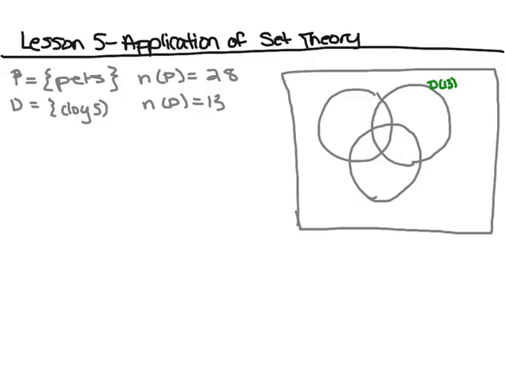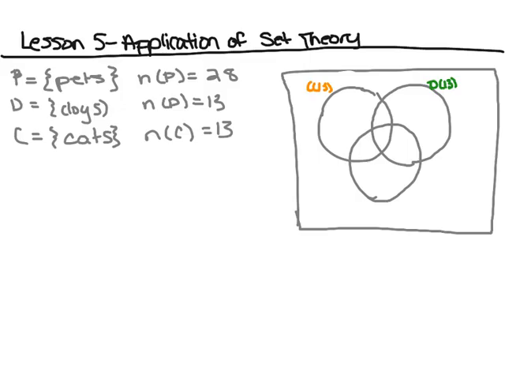Now we have people with cats. And 13 people have cats. I'm not really sure why one would want a cat. Just kidding. So let's put that in here as well. So C is 13.